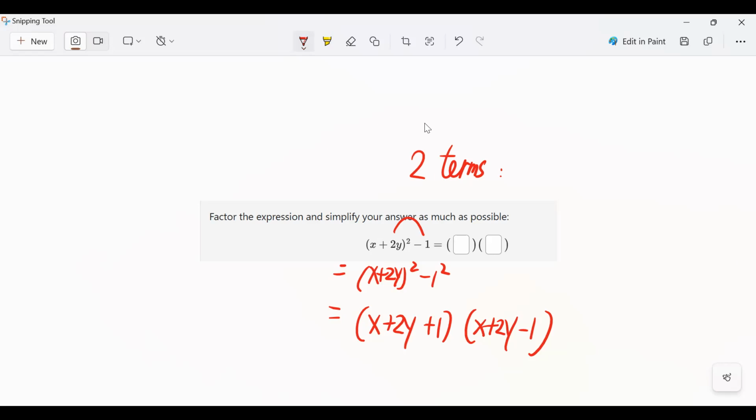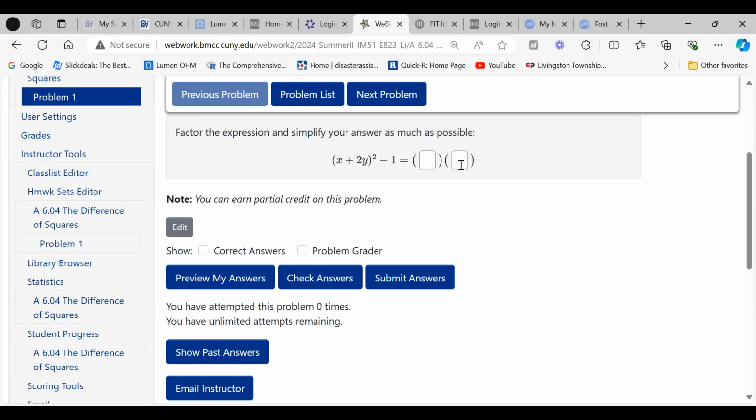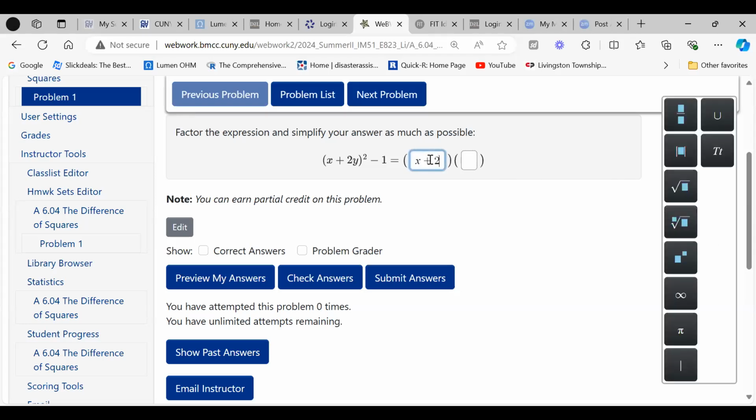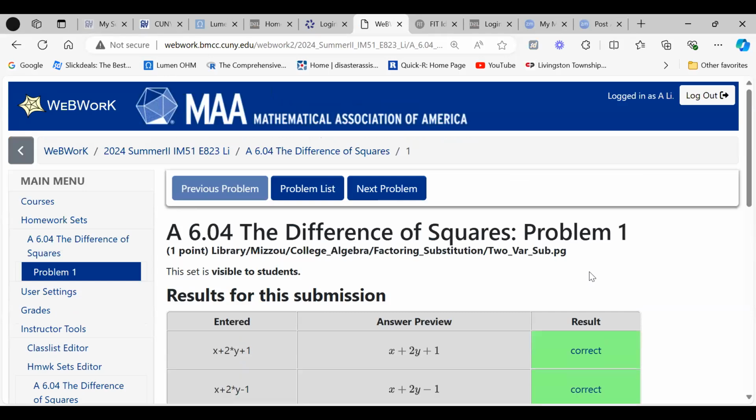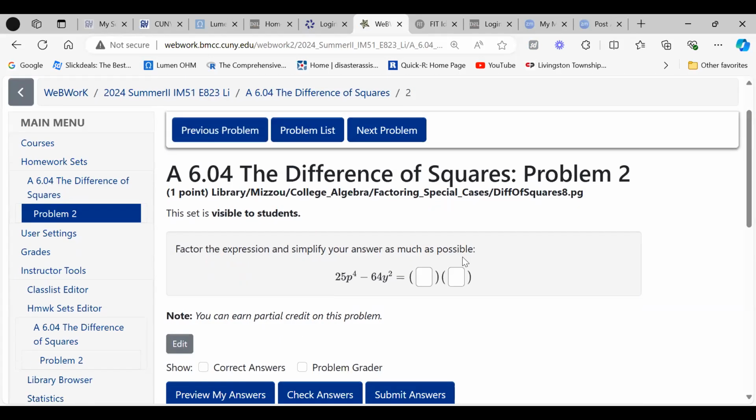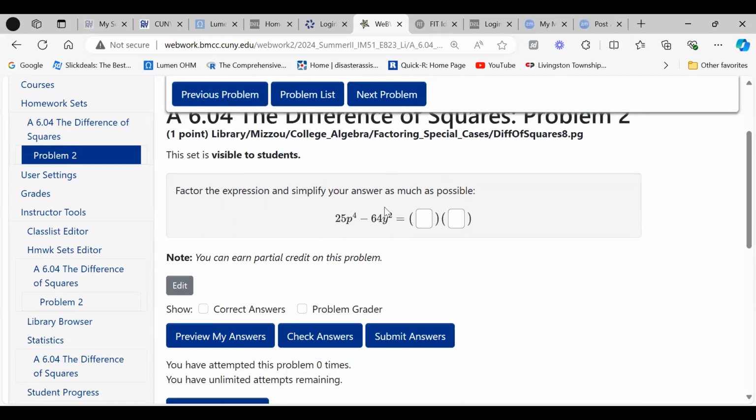Go back here for your answer. In the first box, we do x plus 2y adding 1. The second one, we do x plus 2y minus 1. The answer is correct. You try this one, again, factor the difference of two squares.